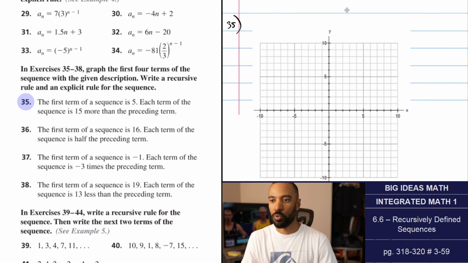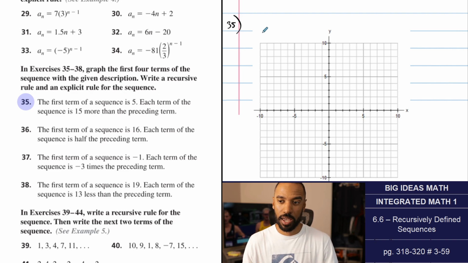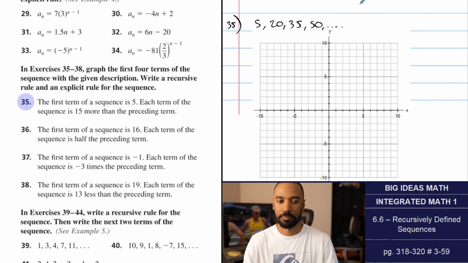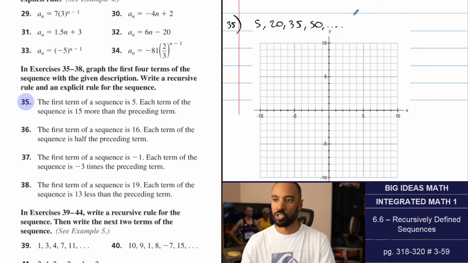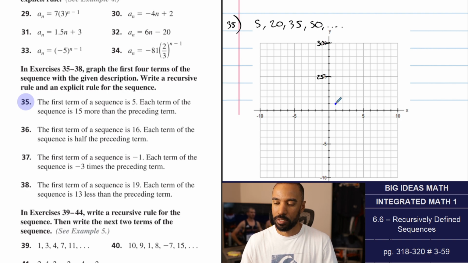This is something where I wouldn't mind writing out the list first anyway. So 15 more than this is 20, plus 15 is 35, plus 15 is 50. That way I know what my scale is going to be after that. So they do say graph the first 4 terms. If I'm going up to 50, then I'm going to go up by 5s basically here. So 50, and this is 25 there. So these should fit. First term is 5, and plus 15, boom, boom, boom. So kind of up 3 over 1, if you will, on these ones.